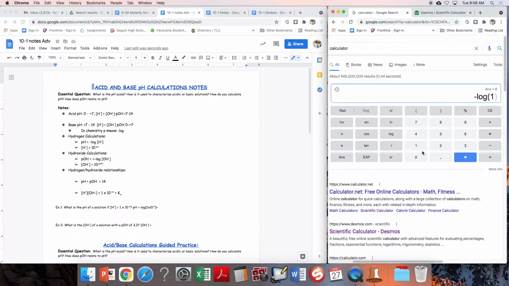1, and remember, times 10 to the, we want to use the EXP. So 1 times 10 to the negative 6, close your parentheses. And we hit equals, and it tells us our pH is 6. It's less than 7, it's an acid.